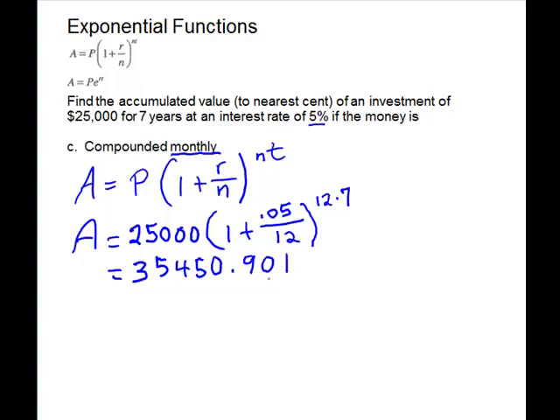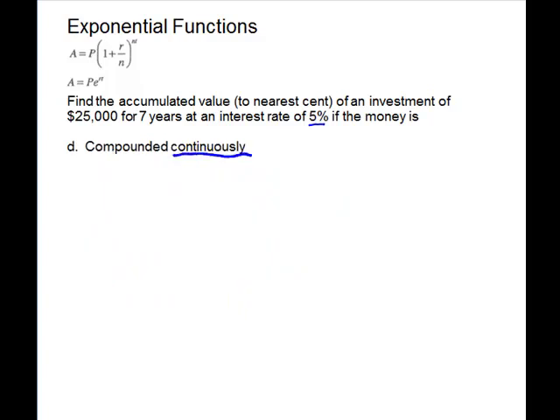So the 0 is in the cent place. The 1 will drop off. It's not enough. So we have $35,450.90. For our next one, we're going to compound continuously.